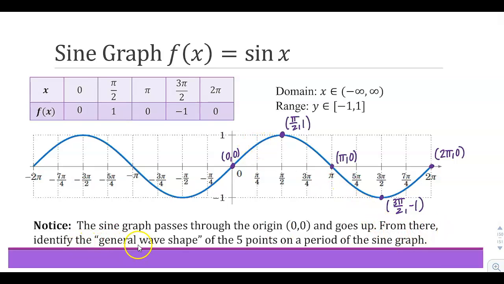From there, identify the general wave shape of the 5 points on a period of the sine graph. There are obviously infinitely many points on the actual graph itself, but these are the 5 key values that we want to identify: the maximum value, the minimum value on each interval, and all of the x-intercepts. Those are the 5 key values that we want to identify on any sine graph.